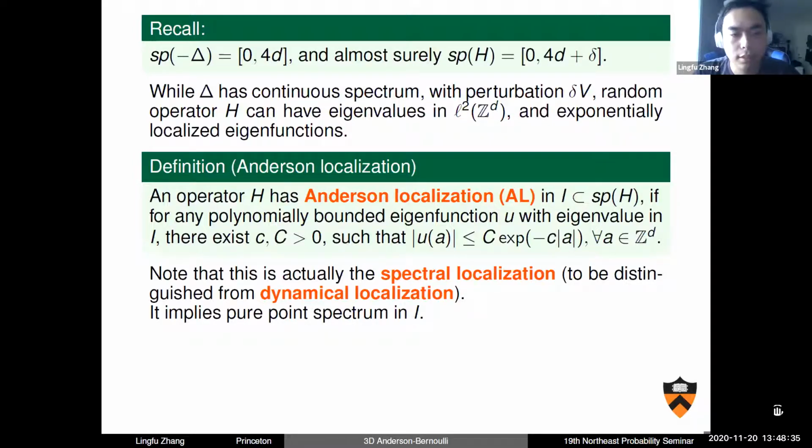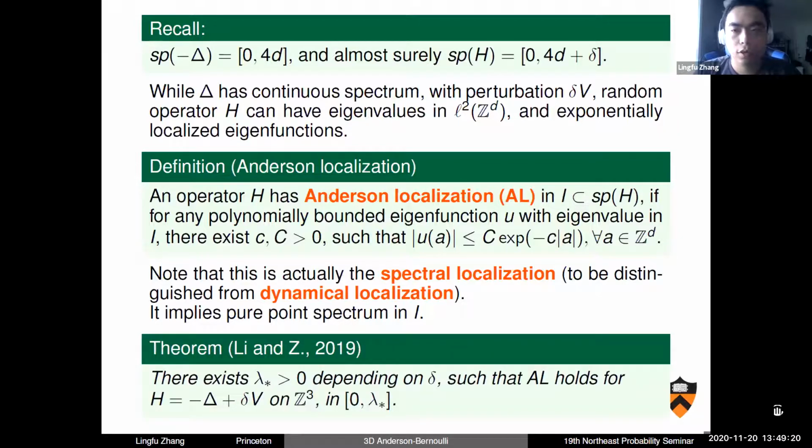A couple of remarks. The first is that this Anderson localization notion is sometimes also referred to as spectral localization, to be distinguished from the so-called dynamical localization, which is about the dynamics driven by this random operator, and that's a more complicated object. The second remark is that Anderson localization in the interval I implies that this operator has pure point spectrum, meaning that if you take any number in this interval I where the Anderson localization happens, it's actually an eigenvalue, and there is a corresponding eigenfunction in L2, and that eigenfunction has exponential decay.